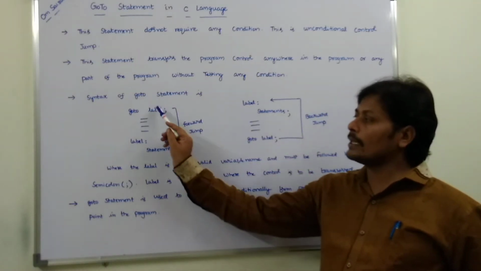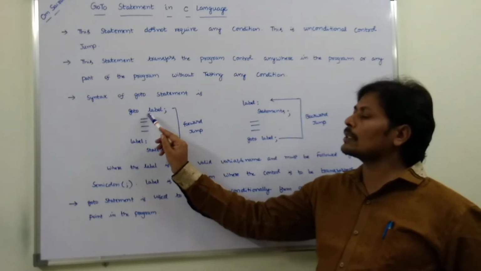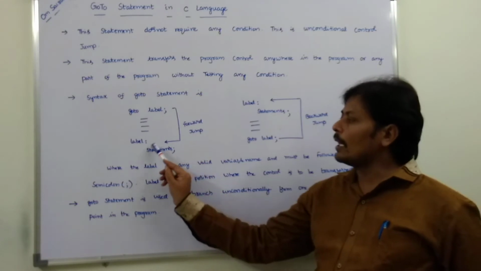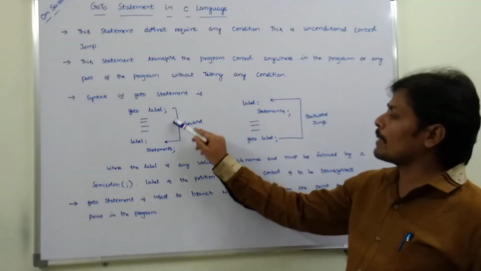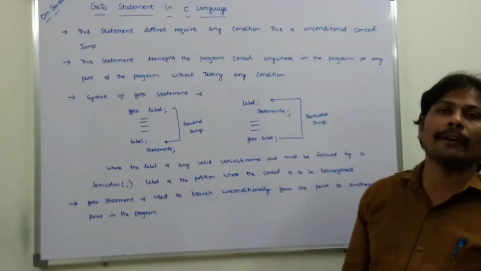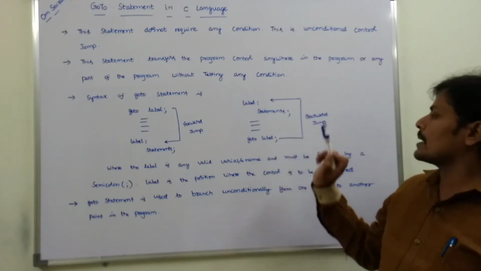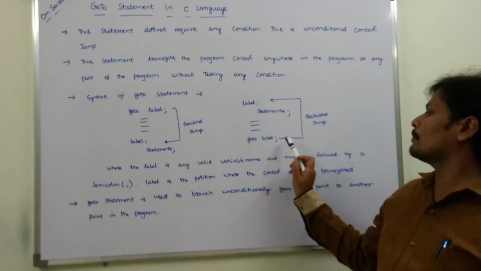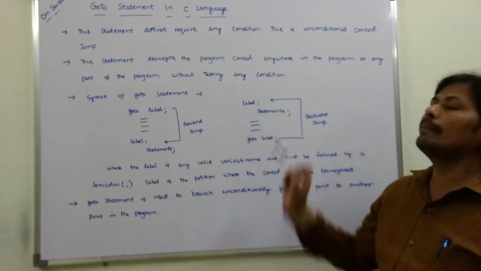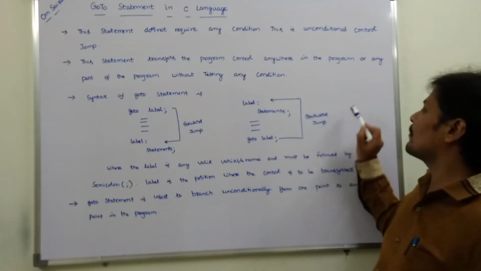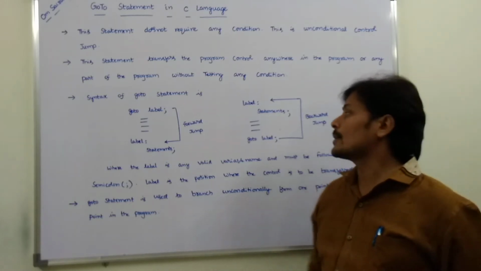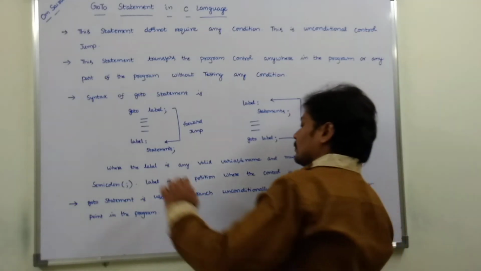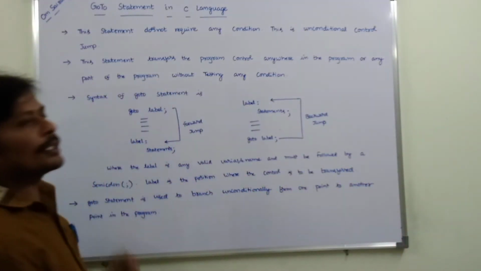In this case, the program control is transferred from this place to the label statement. This type of jump is called a forward jump. In this other case, the program control is transferred from this statement to the label statement. This type of jump is called a backward jump. Okay, so consider the forward jump.